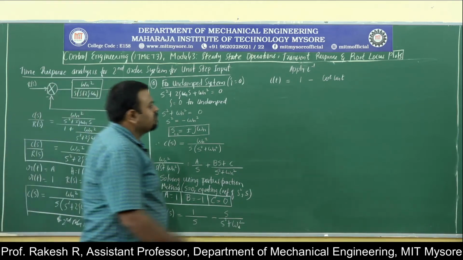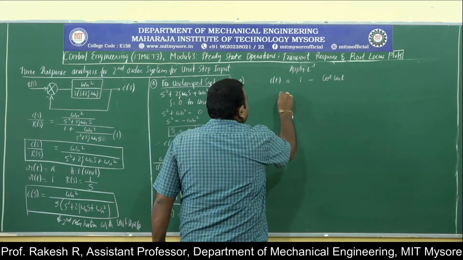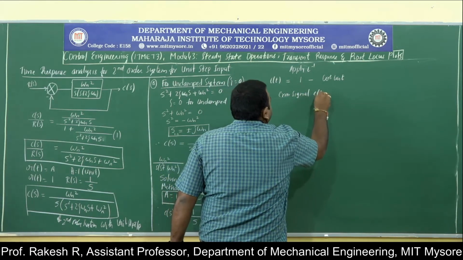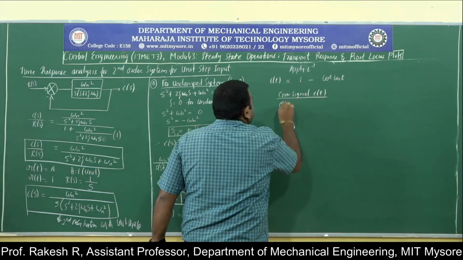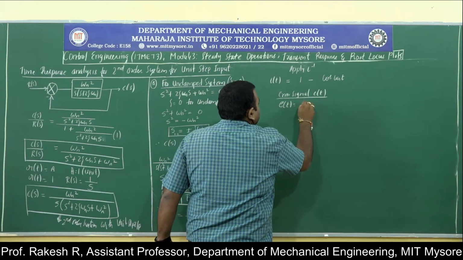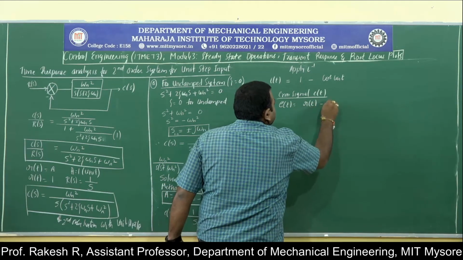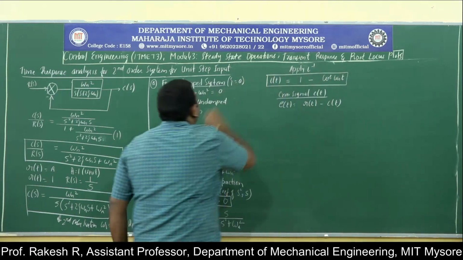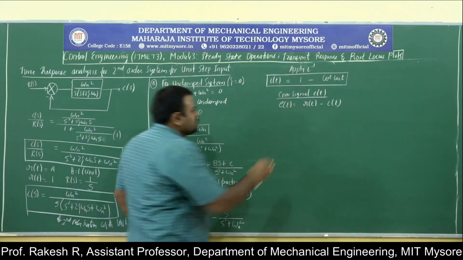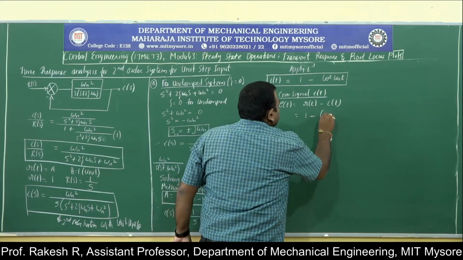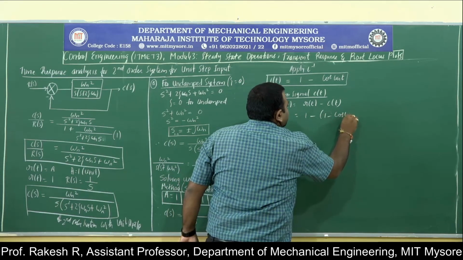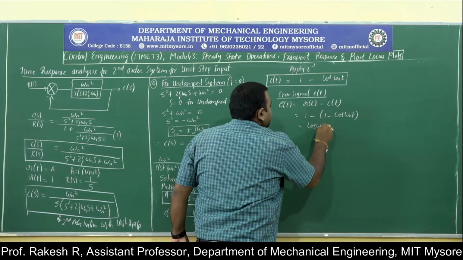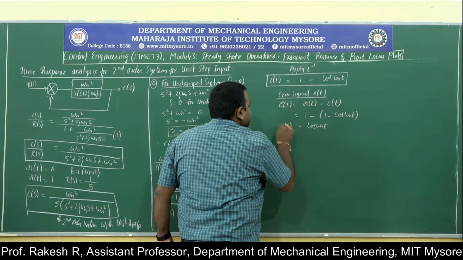After this, find out what the error signal is. The error signal E of t will be R of t minus C of t. So what is R of t? R of t for a unit step input is 1. So 1 minus cos omega n t, so it will be cos omega n t. This is the error signal.